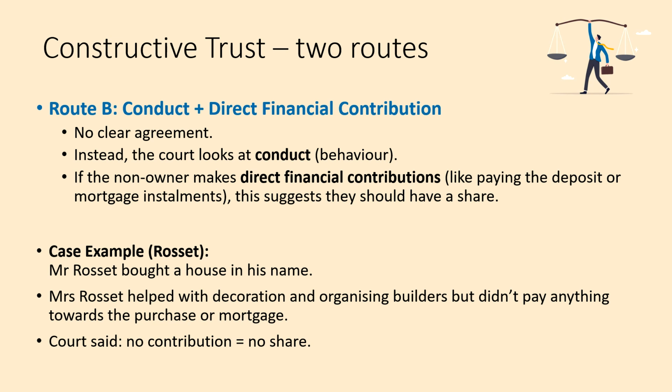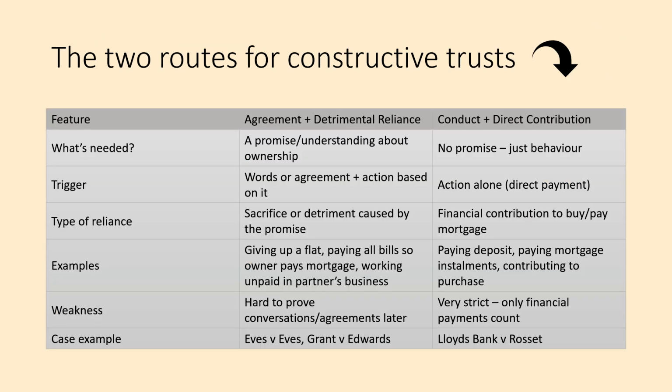Okay, so as you can see, this is where it gets a bit more difficult to understand, a bit more complex. But we'll have a look at more examples, so hopefully it will become a bit clearer. So just to keep in mind, for constructive trusts, we have two different routes. One would be the agreement and detrimental reliance route, which I think is still fairly easy to understand.